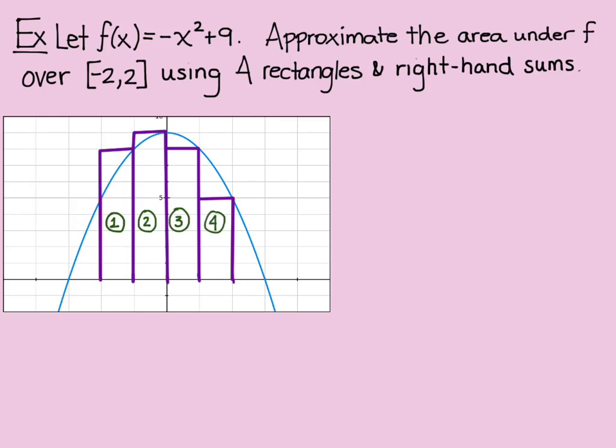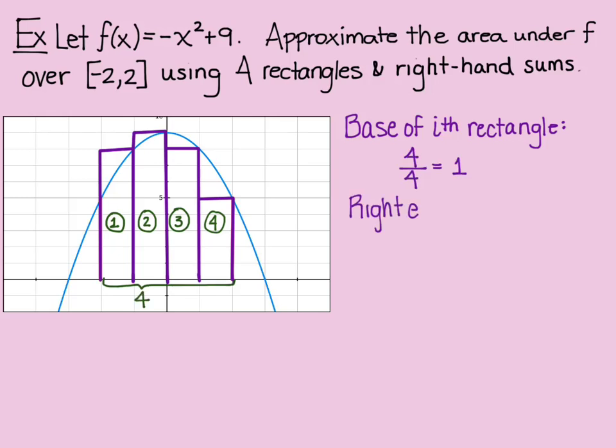So here I've labeled my rectangles 1 through 4. Now we want to find the base of each rectangle. We've set it up so the base of each rectangle is the same. We're going to take the total length of the interval, which was 4, divided by the number of rectangles, which again is 4. So the base of the ith rectangle is 4 divided by 4, which is 1.